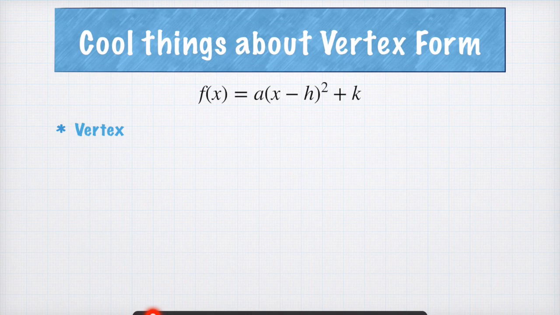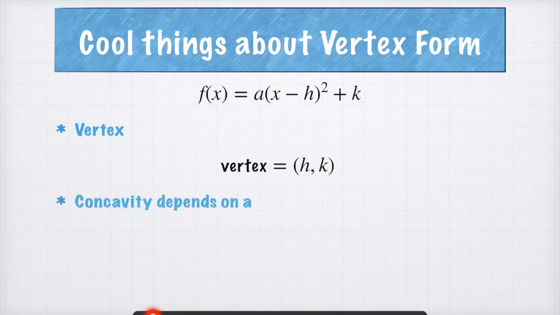So basically what this form tells us is where we're moving our vertex to. And our vertex is going to be h comma k. Now we can also tell what kind of concavity it is, or what shape it's going to be, based on our number a. And this is something that you can see in your standard form. So if you go back to your standard form assignment and look at everything that has the a, you'll be able to see this pattern.